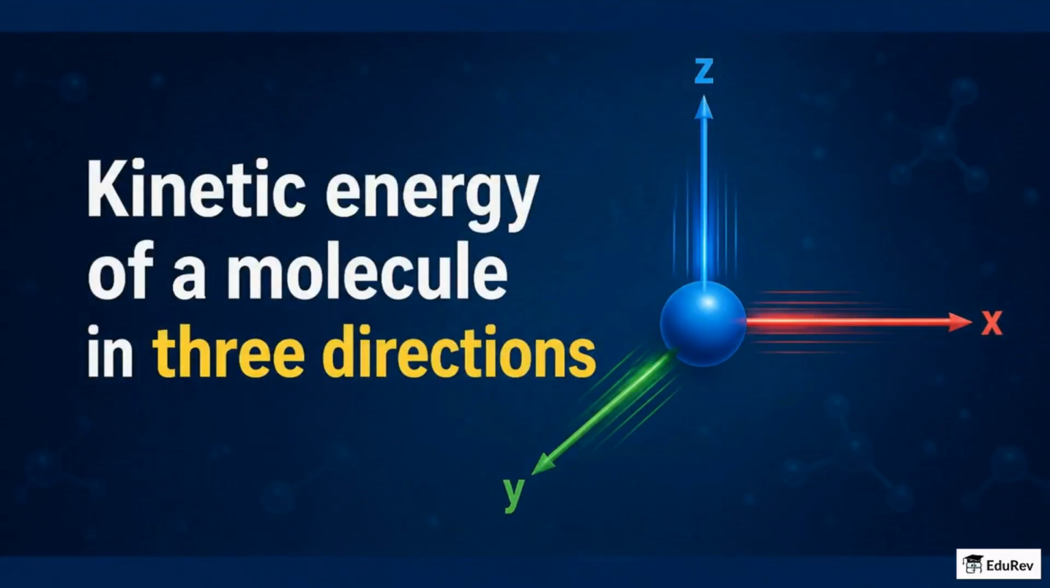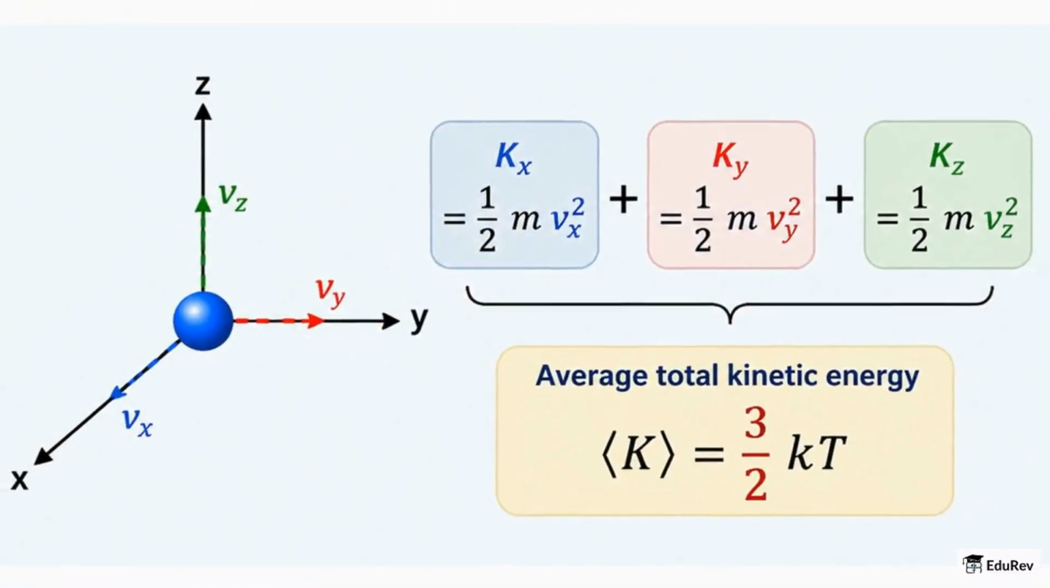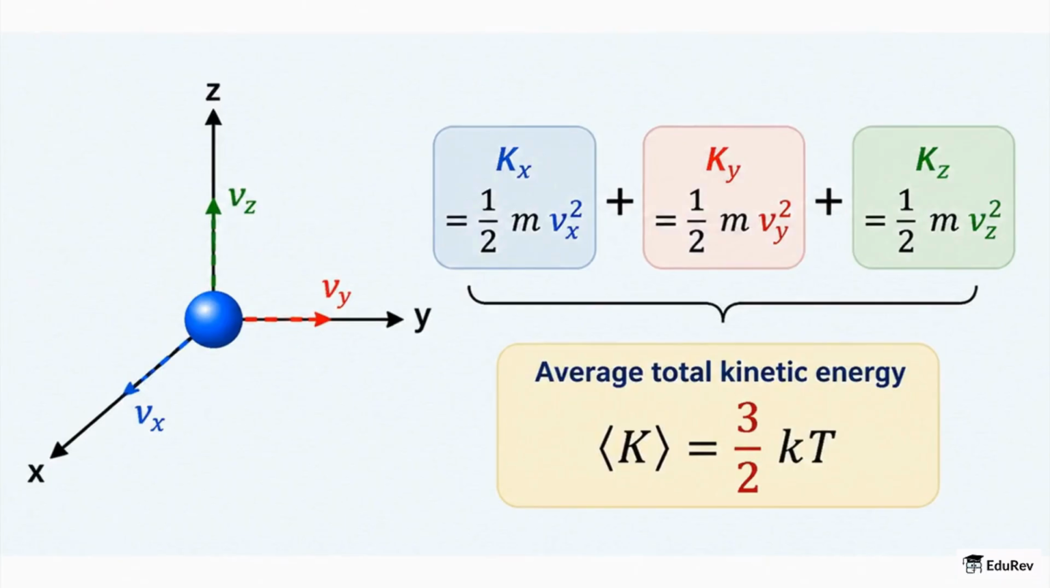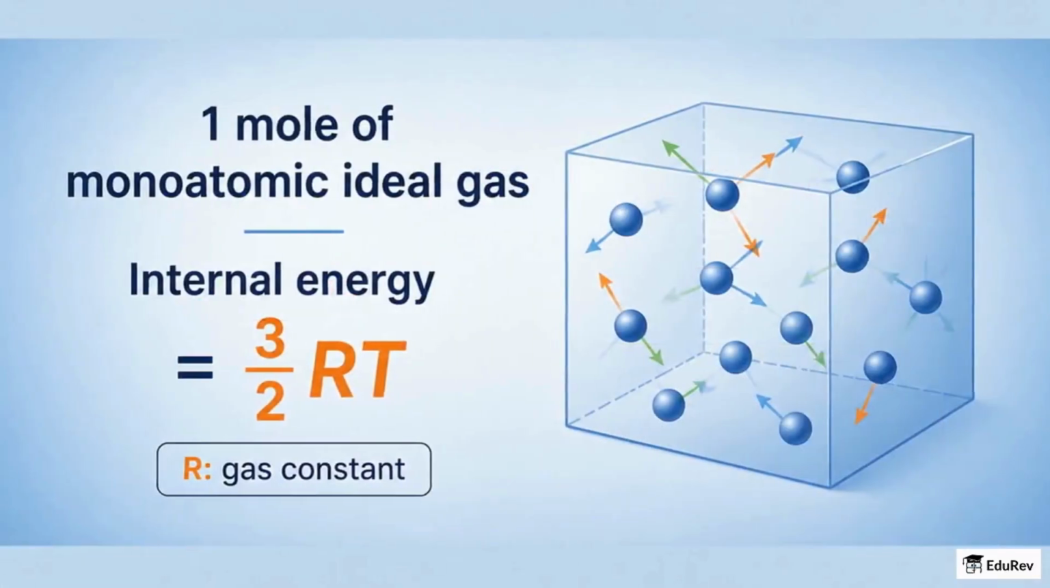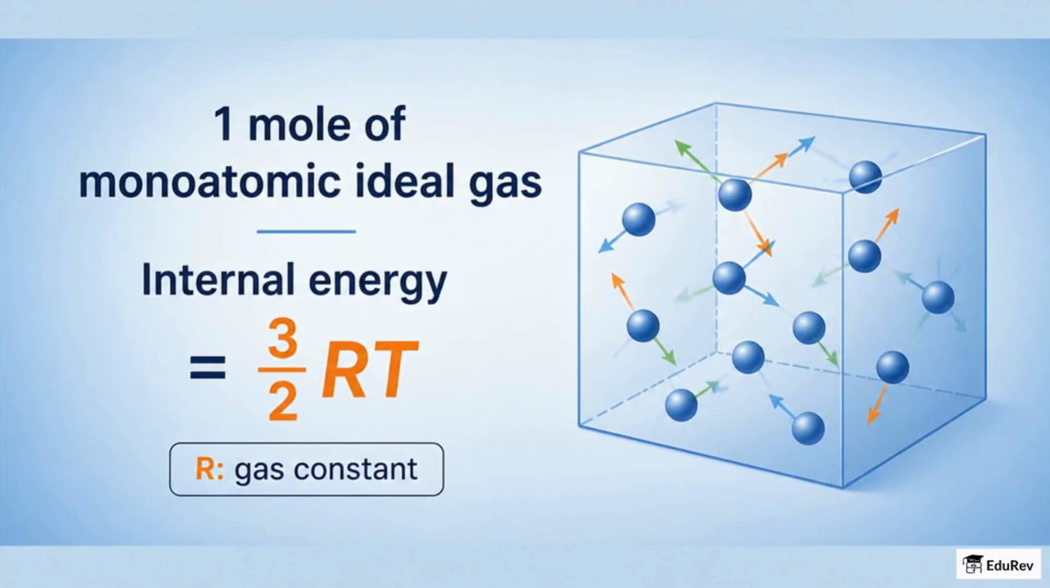Let us see how this works for kinetic energy of a molecule moving in 3 directions. The kinetic energy has 3 parts: 1/2 m vx squared, 1/2 m vy squared, and 1/2 m vz squared. And their average values add up to 3/2 kT. For 1 mole of a monoatomic ideal gas, the internal energy becomes 3/2 RT, where R is the gas constant.